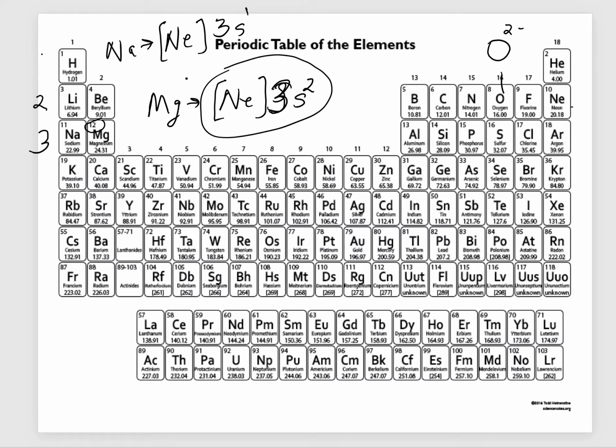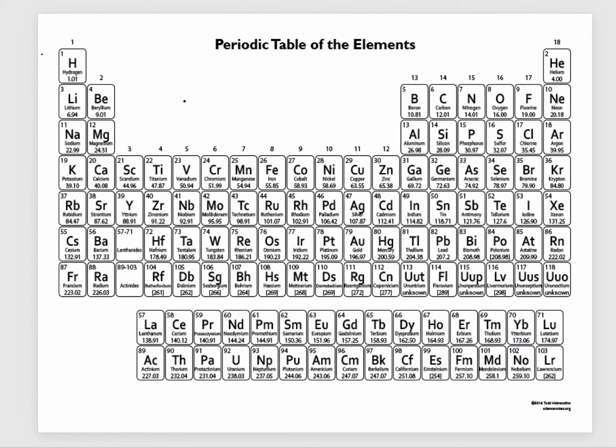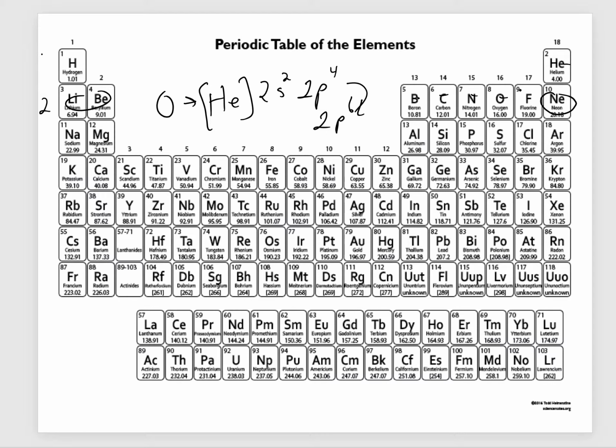Let's write out the electron structure for oxygen. For the oxygen atom, it would be helium in square brackets, and then after helium, we're going to fill in the 2s2, and then the 2p, and how many p electrons? 1, 2, 3, 4, so the 2p4. So if oxygen can just simply add 2 more electrons to get up to 2p6, then it would look like neon in terms of its electronic configuration. So why does that mean anything?